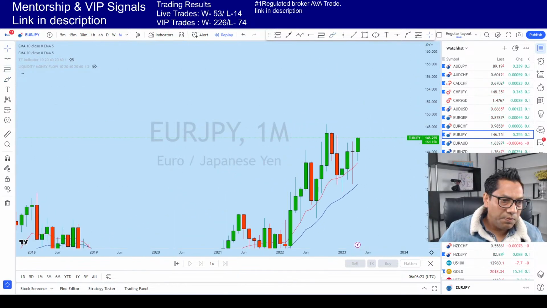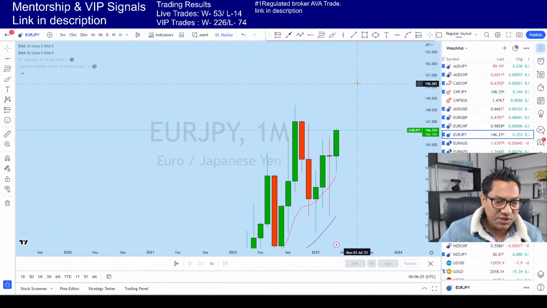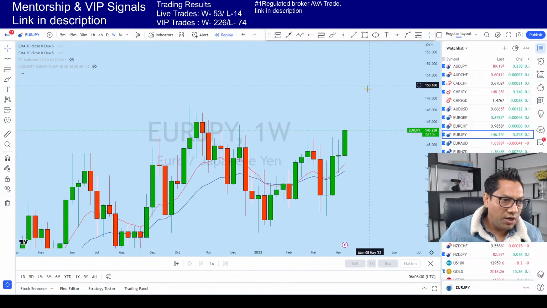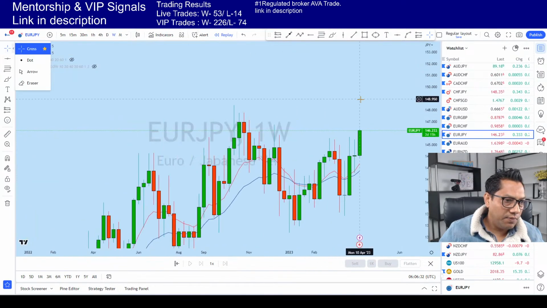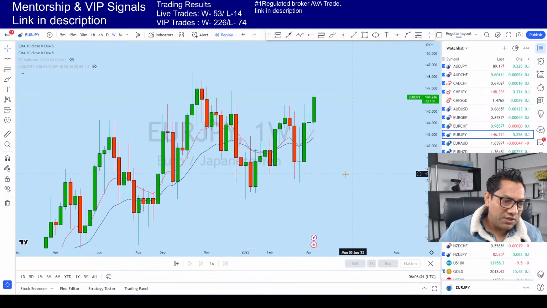This is the first thing that we can look at on the monthly on EURJPY. And we see that this market, from the higher time frame perspective, is significantly bullish. Now if I look at the weekly, we can see that from the weekly perspective the price action is also bullish.